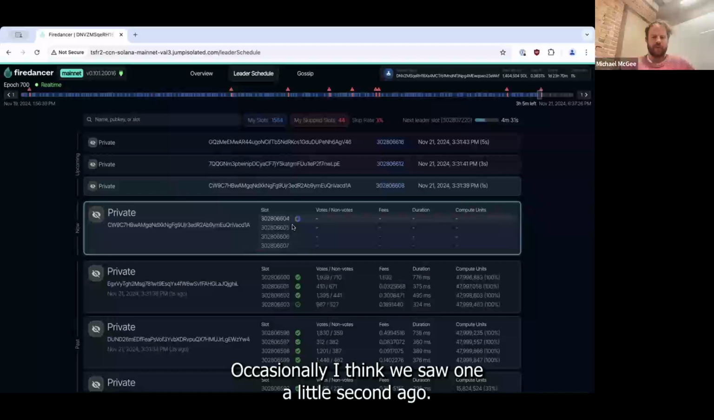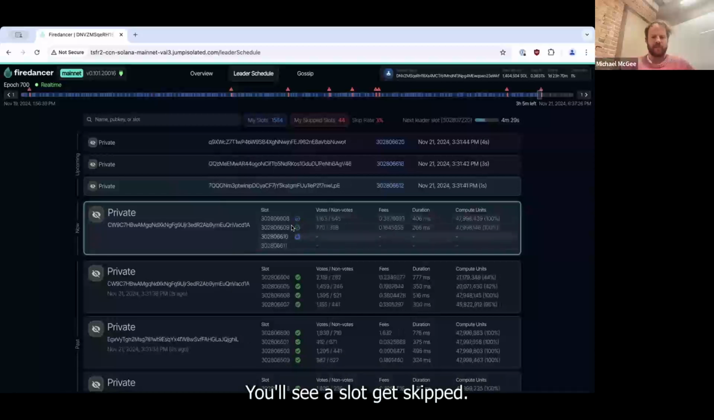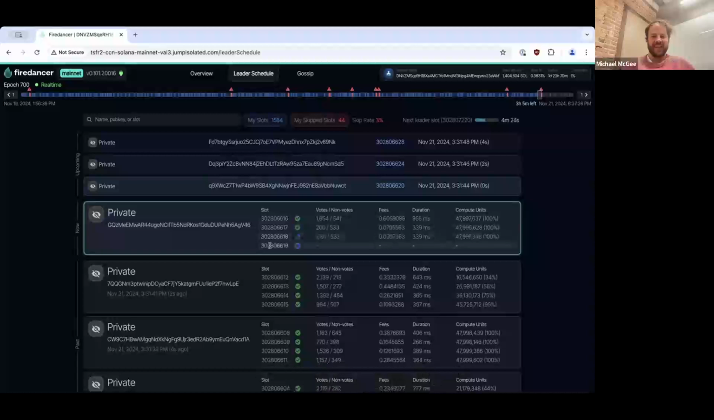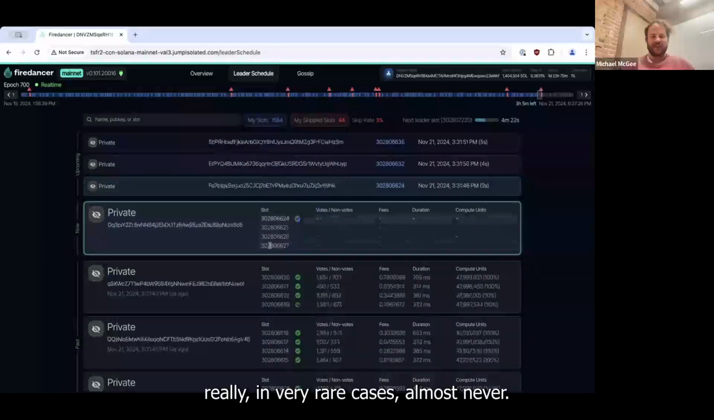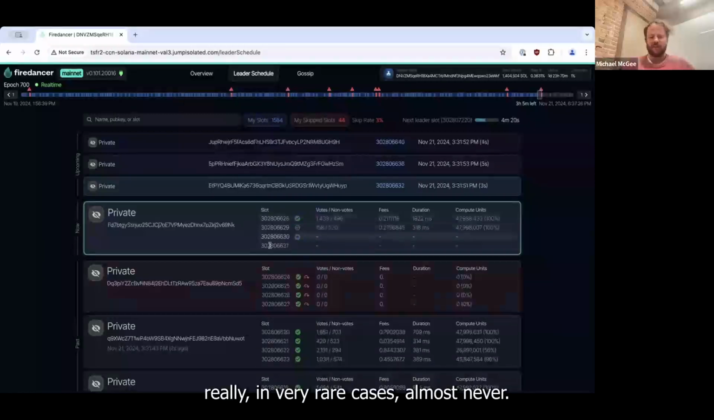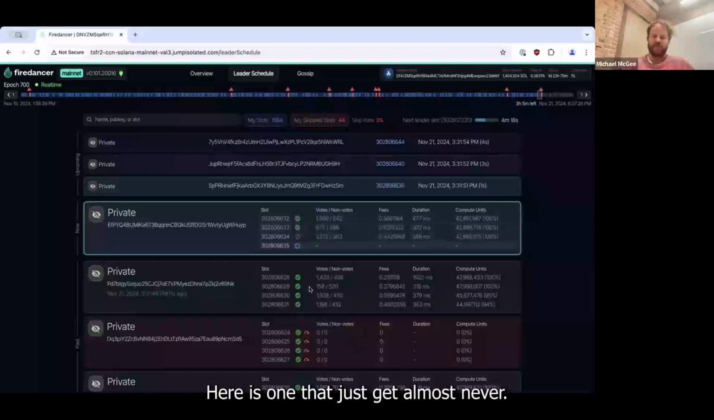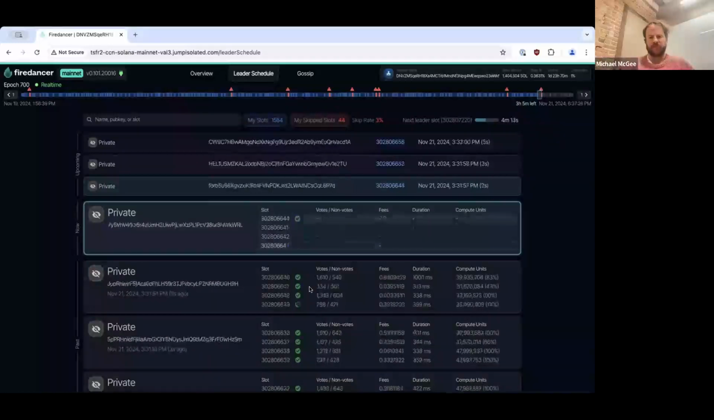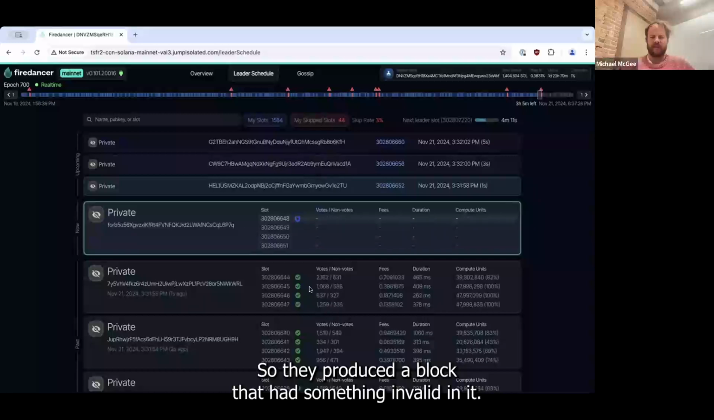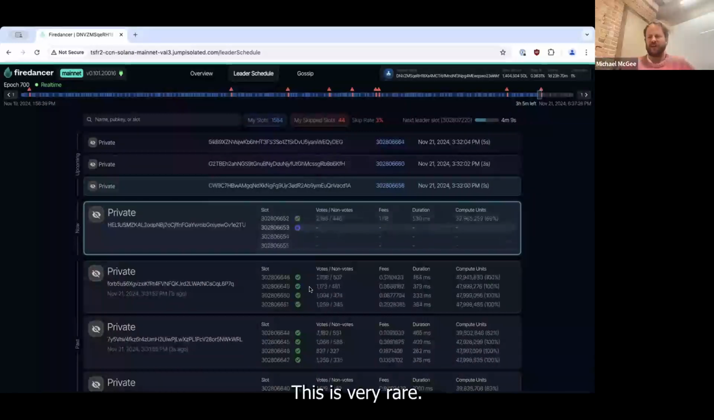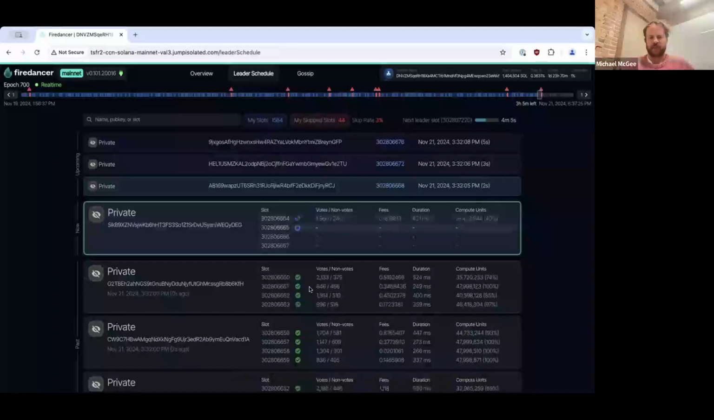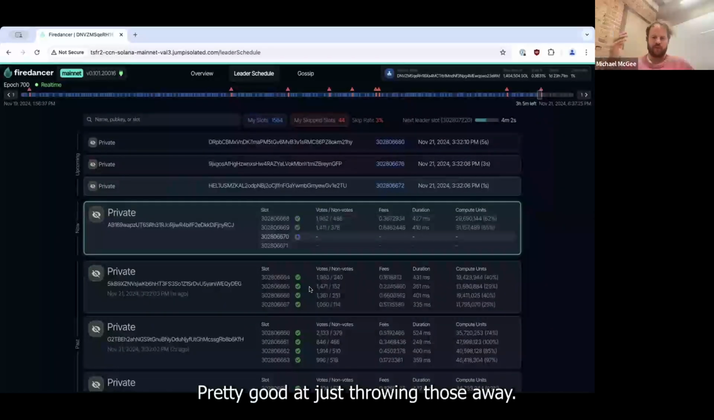Occasionally, I think we saw one a little while ago, you'll see a slot get skipped, like what happened to us a minute or two ago. And what that means, in very rare cases, almost never, here is one that just skipped, is that that leader produced a bad block. So they produced a block that had something invalid in it. This is very rare. It would require a software bug or a malicious leader. And the network's pretty good at just throwing those away.